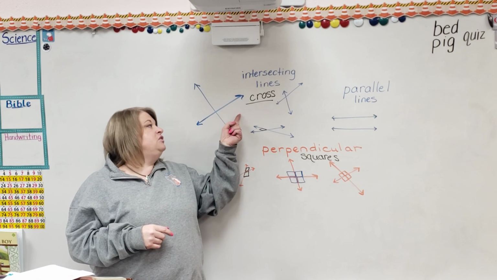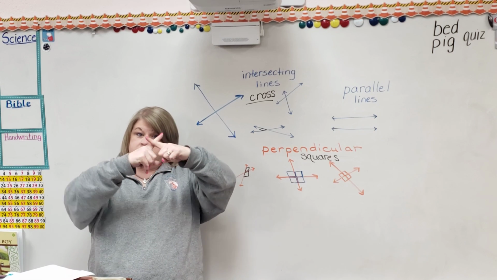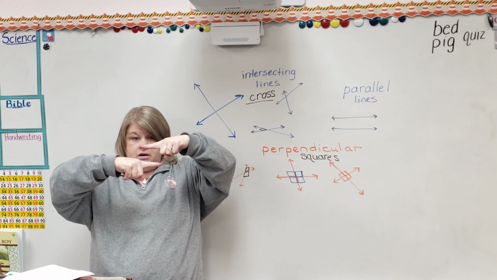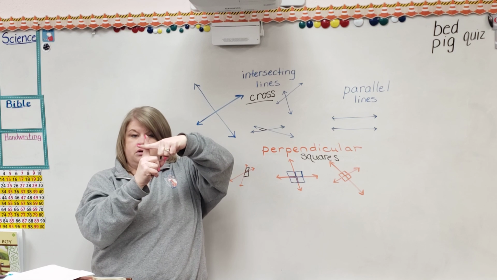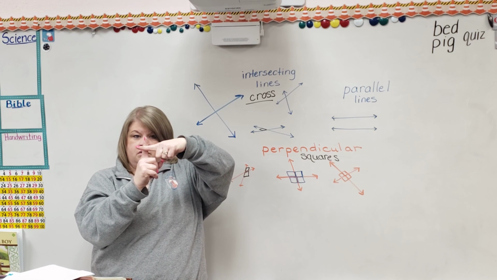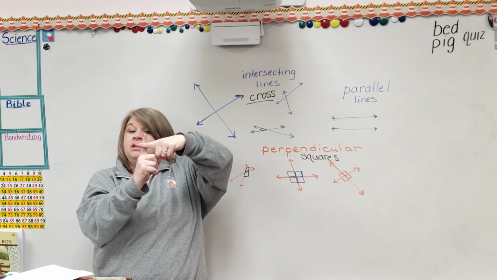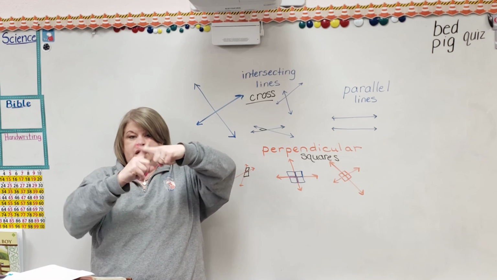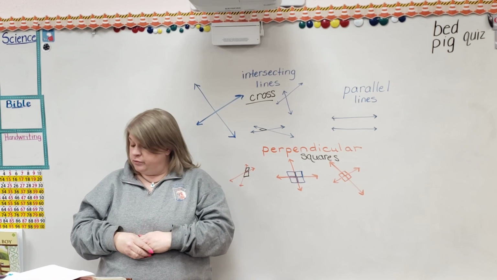Okay? Intersecting, any kind. So you can do this with your fingers. Intersecting means they cross in any way, right? Parallel, they never cross. Perpendicular, they have to be straight squares, like they have to be squares, okay? Like a cross would be. So perpendicular, intersecting, parallel. That might be a good way for you to remember it.